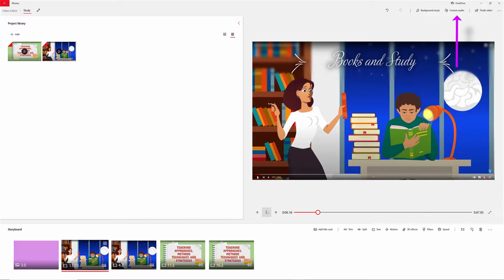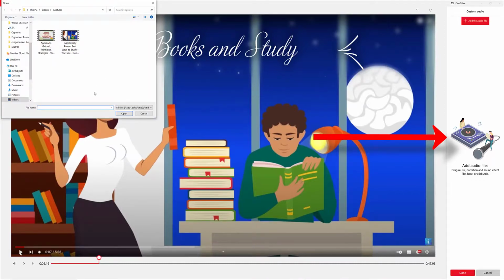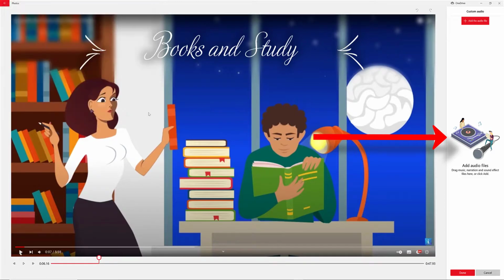Top right hand corner, you've got custom audio as well. So you could actually drag music, narration and sound effects files here and select them by selecting the add button to your video. So for example, if you've done an audio file, you can then add that afterwards to narrate over it if you want as well and select cancel.